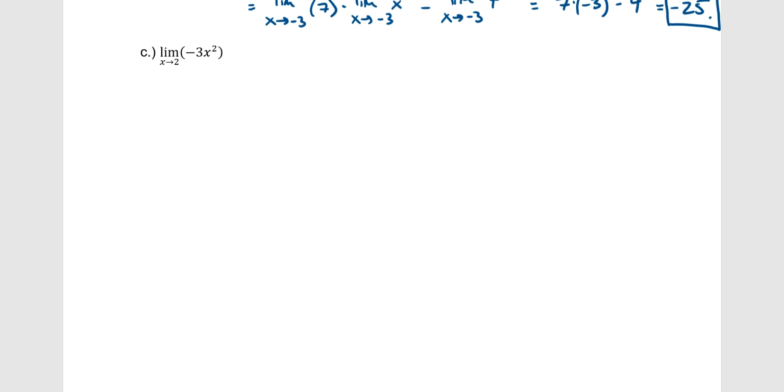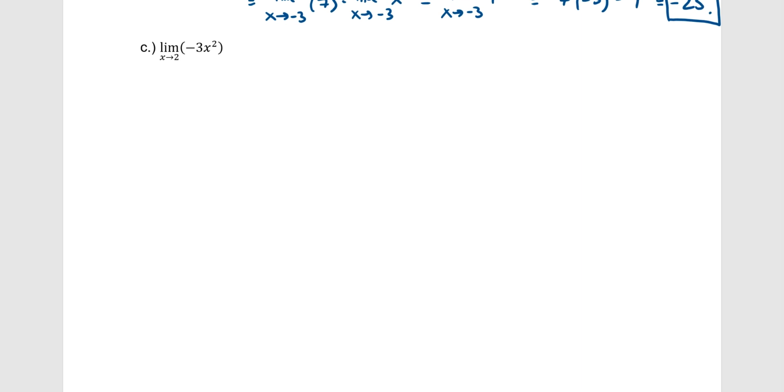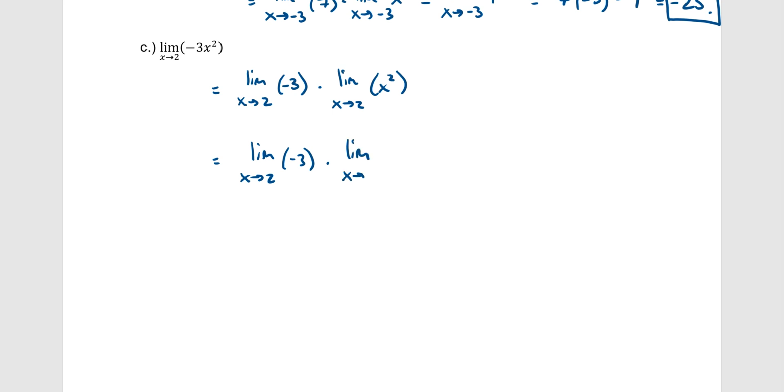And last one for this example, we have the limit of -3x squared as x approaches 2. We're going to start by splitting it up like this. The limit of -3 times the limit of x squared, using that product rule where we can split it up using multiplication. We could actually split up the limit of x squared as the limit of x times the limit of x, right? Because x squared is x times x. Now we can do these all separately. That's going to give us -3 times 2 times 2, which is -12.